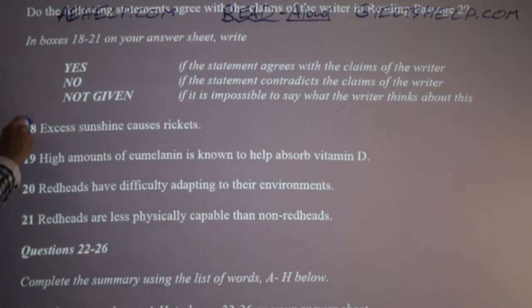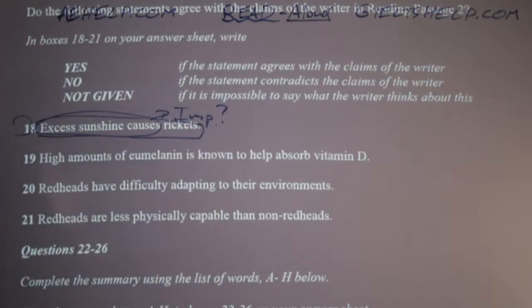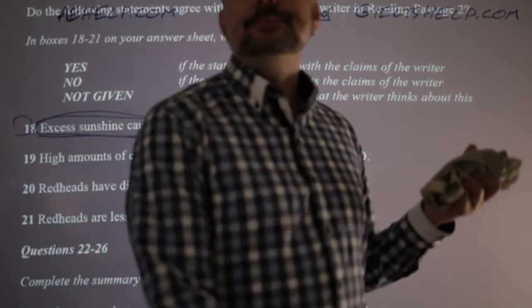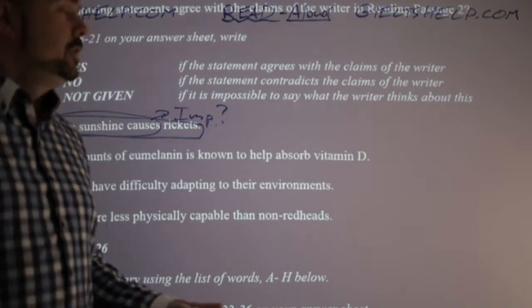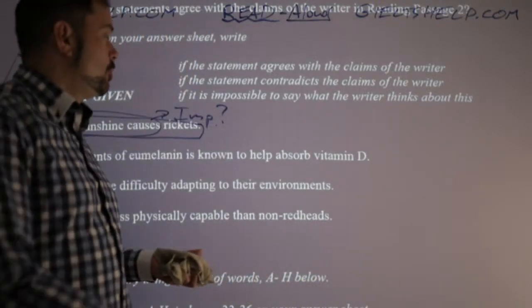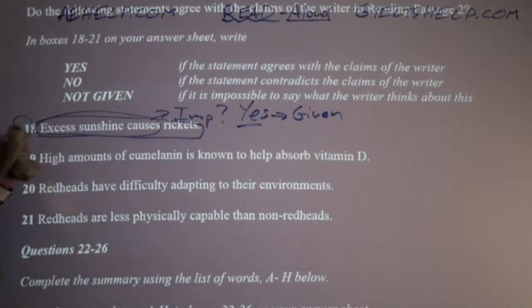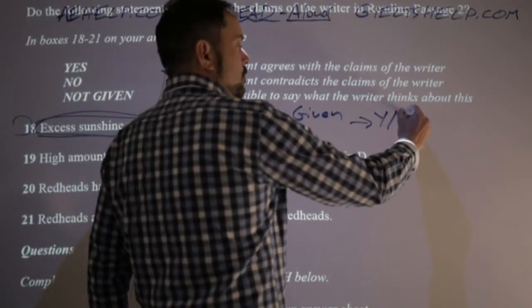Okay, so number 18, excess sunshine causes rickets. Is it important to know what sunshine causes in the human body for this passage? Is this important? Okay, I'm just shortening important to imp. Is it important for this passage to understand the effects of sunshine on the human body? Yeah, absolutely it is, because it has to do with the reason for red hair, right? So as long as we understood that, then we know that it's important. So it has to be given. When we realize that piece of information is going to be pretty important, so it's going to be given, then we can figure out if it's a yes or a no.